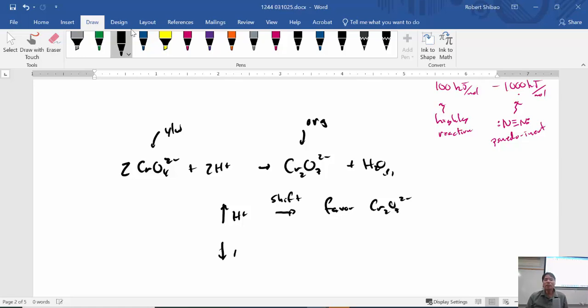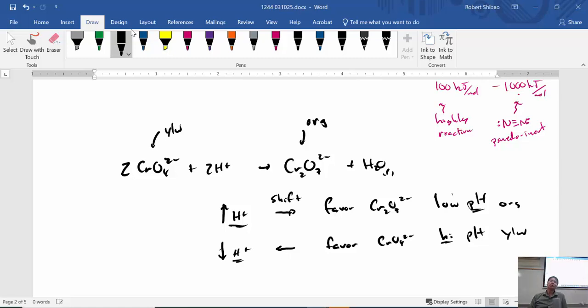At low H plus concentrations, it shifts left and then it favors what? Chromate. And so at low pH, which is more acid, it's orange. At high pH, which is more base, less hydrogen ion, it's yellow. So when people see chromate and dichromate, it's the same thing. It just depends on the pH of your solution. If your pH is high, you're going to get chromate, yellow. If your pH is low, you're going to get dichromate, orange.